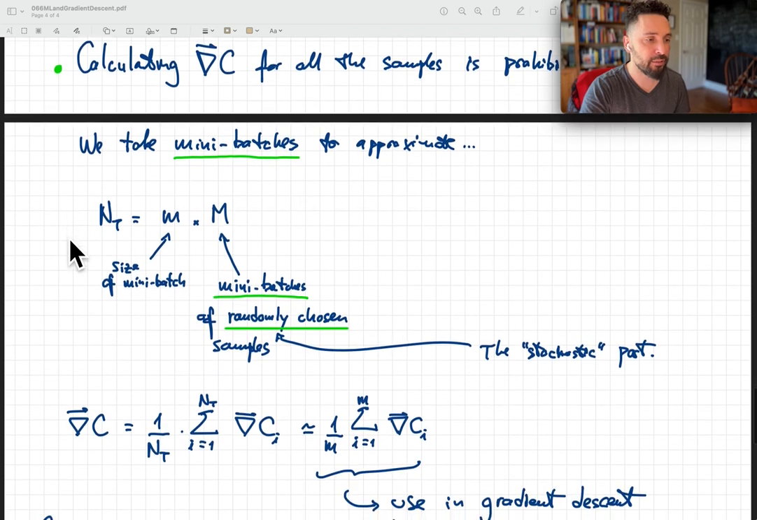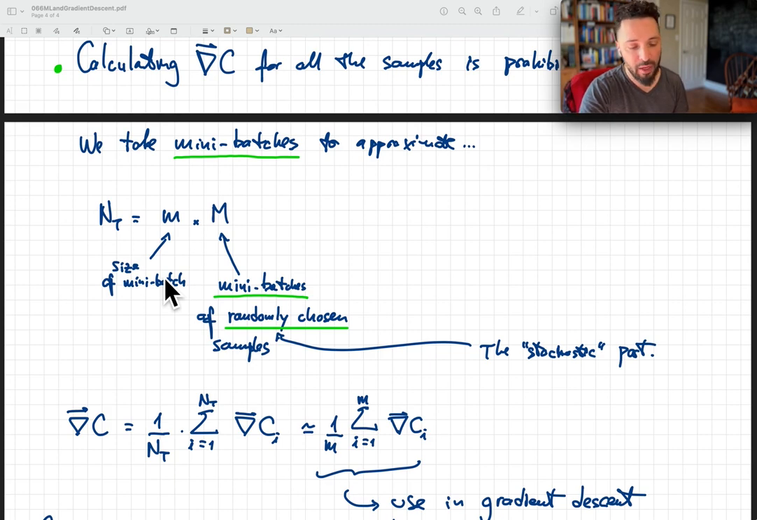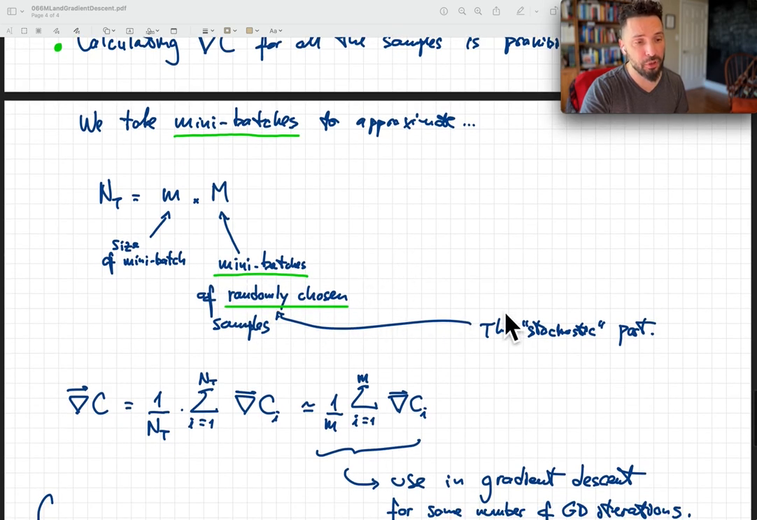Suppose that you have your number of training samples and you subdivide that into big M mini batches of randomly chosen samples, and so you have a little m, the size of your mini batch. So imagine you have all your samples, say 50,000 or 100,000, and you take them 1,000 at a time or 2,000 at a time. That's the size of your mini batch. And so you'll be left with however many mini batches of such randomly chosen samples. Because they're randomly chosen, this is the stochastic part. And so this is where the stochastic part of stochastic gradient descent comes in.